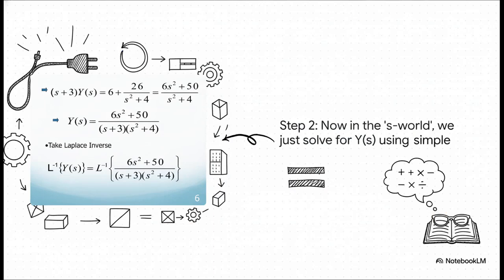We plug in our given initial condition, y(0) is 6, and from here on out, it's just rearranging terms to get Y(s) all by itself. We're just factoring and dividing. This is the kind of algebra you're used to. This is our solution, but it's just in the S world for now.